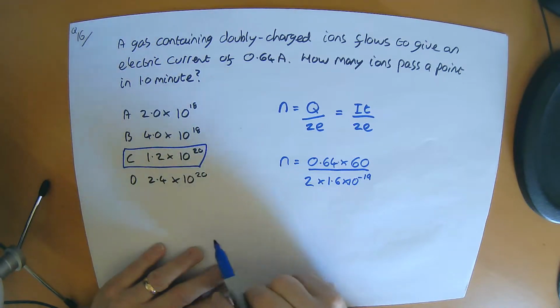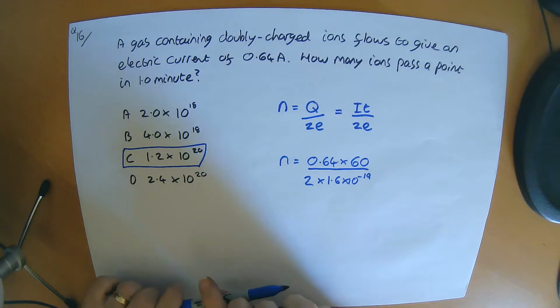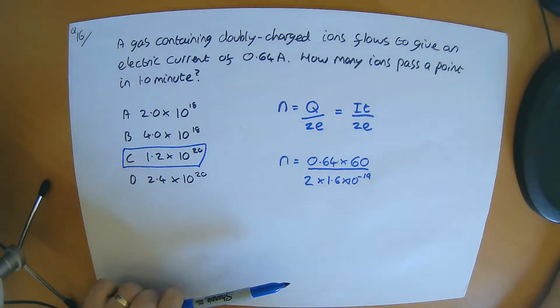Now actually D is an interesting answer, because if you put your numbers into the calculator in the wrong order, forget to take account of things like brackets, then D is one of the answers that you get.